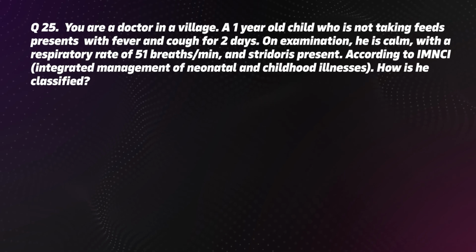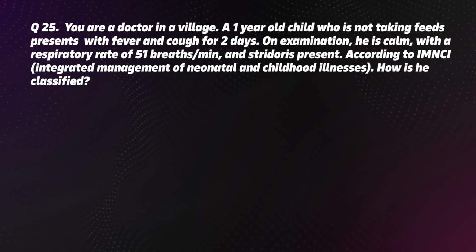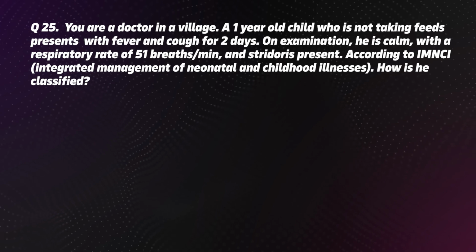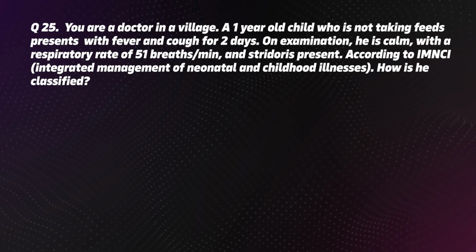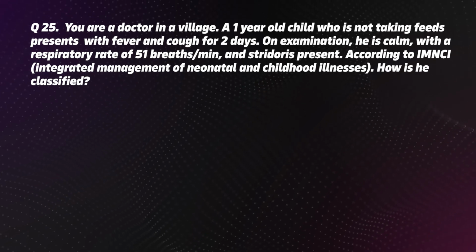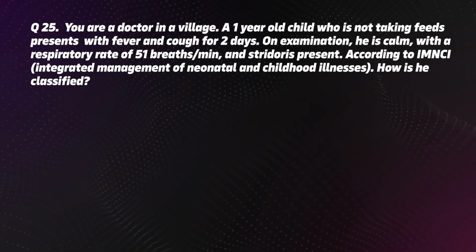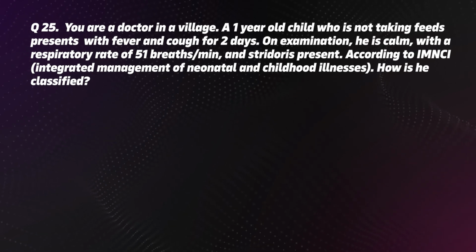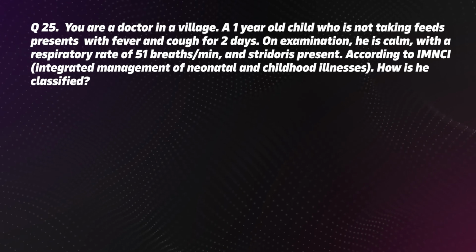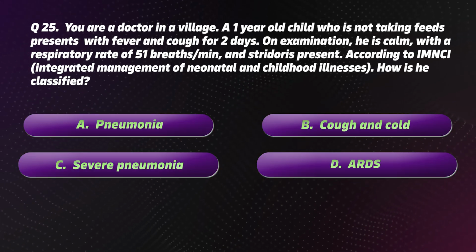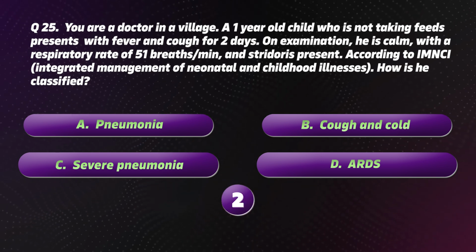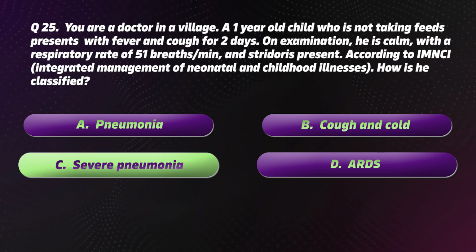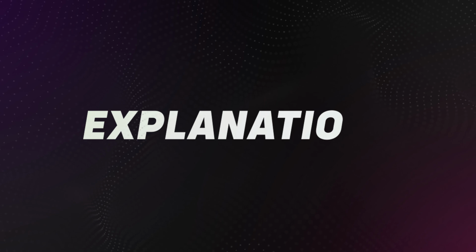Question 25. You are a doctor in a village. A 1-year-old child who is not taking feeds presents with fever and cough for 2 days. On examination, he is calm, with a respiratory rate of 51 breaths per minute, and stridor is present. According to IMNCI, Integrated Management of Neonatal and Childhood Illnesses, how is he classified? Here are the options. A. Pneumonia, B. Cough and cold, C. Severe pneumonia, D. ARDS. And the correct option is C, severe pneumonia.